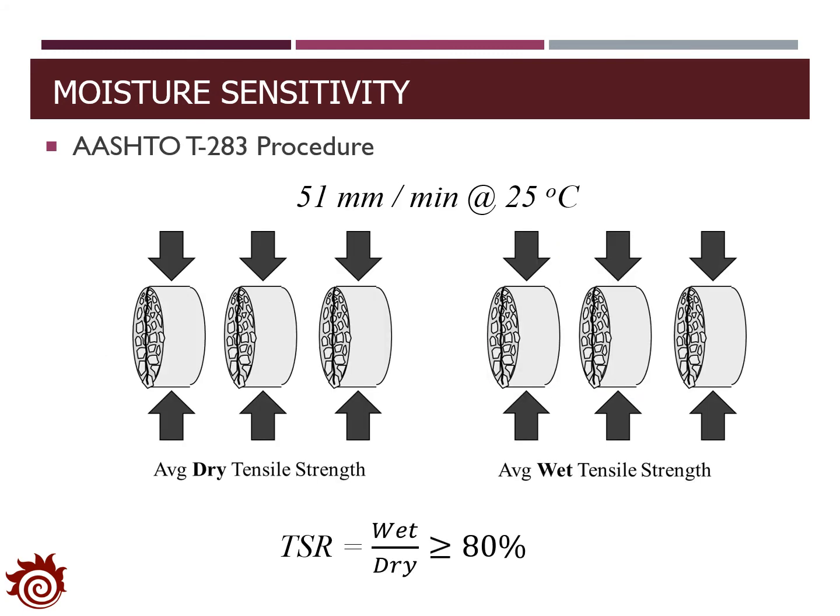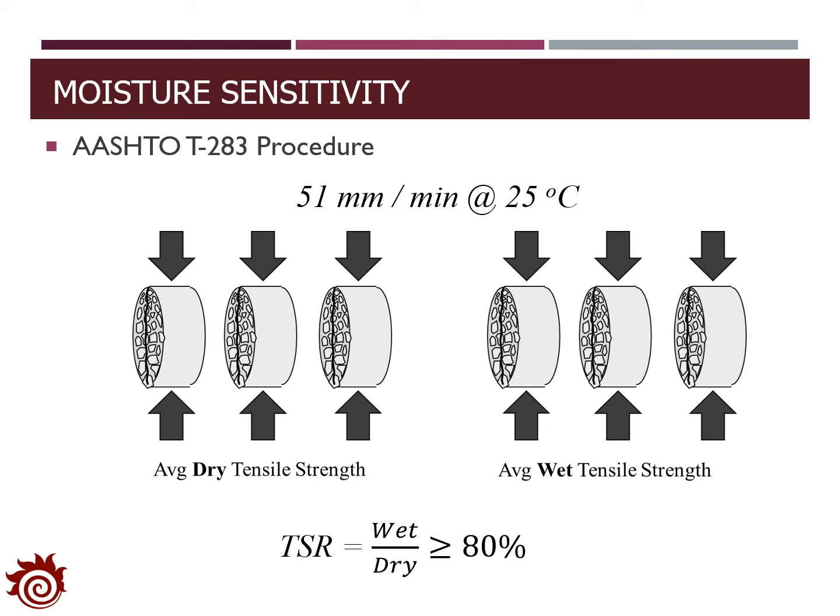In the moisture sensitivity analysis, we also need to conduct the indirect tensile strength test. The test will be applied for all the 6 specimens prepared in the last step. Basically, we will apply the load to all the specimens at a deformation rate of 51 mm per minute at a temperature of 25 degrees. The figure here shows the process of the test.